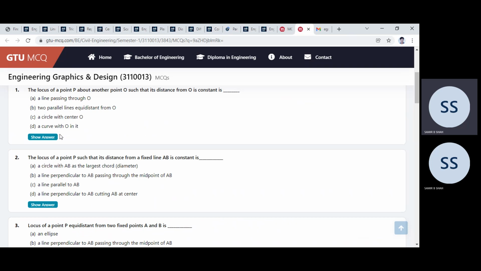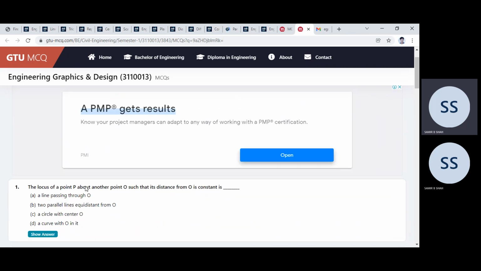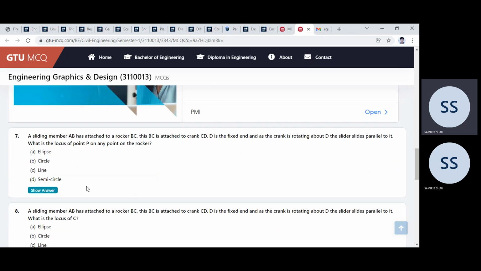Now, the locus of point P is such that its distance from the fixed line AB is constant. So it is called a line parallel to AB. Already we discussed both questions, so it may be a repeated question for us.